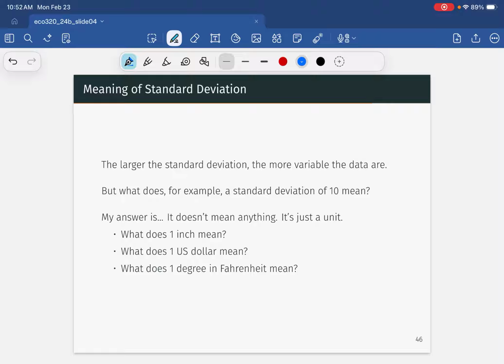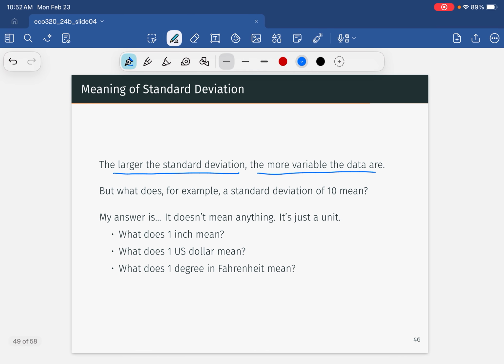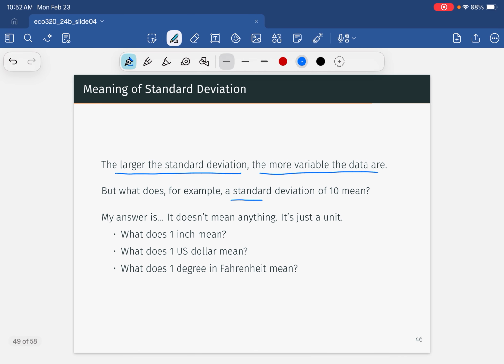So standard deviation is so important. Let's think about what it means. First, the larger the standard deviation is, the more variable the data are. So it measures variability, right? But the problem is when you have a standard deviation of 10, so you calculated the standard deviation and it was 10. What does it mean, right?